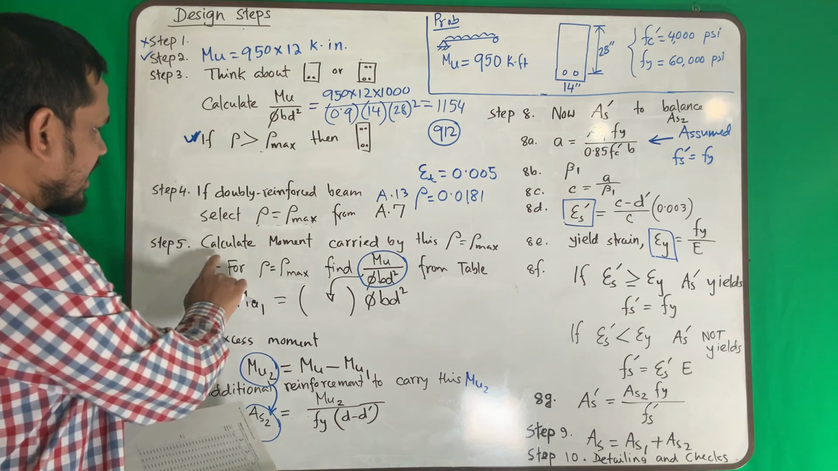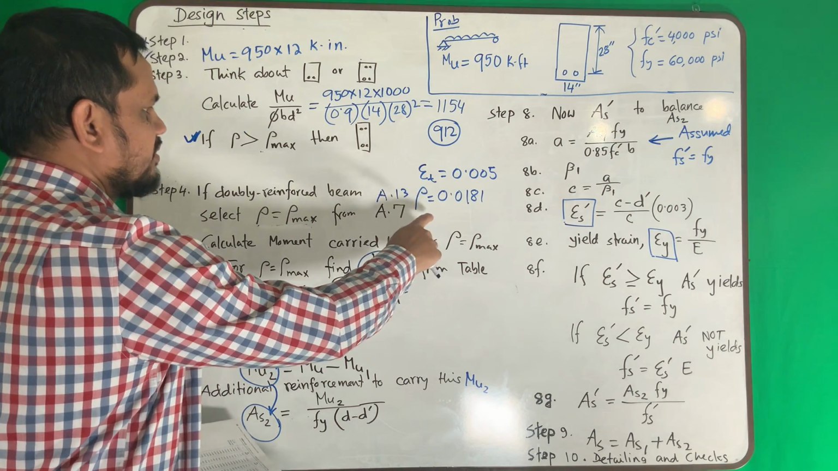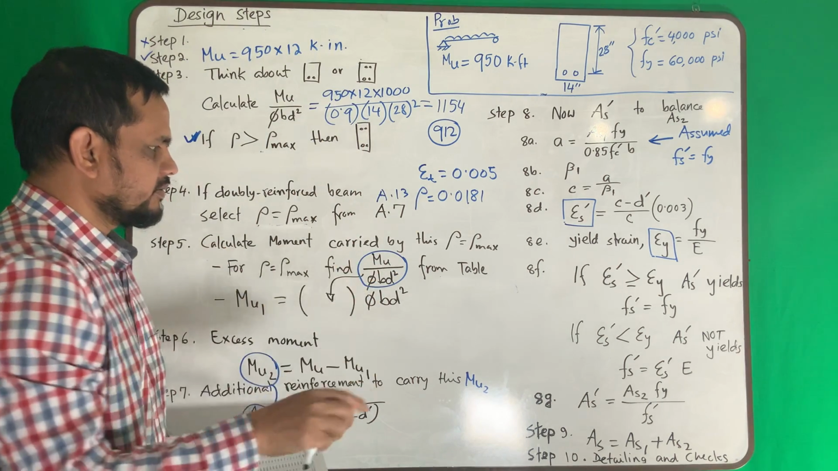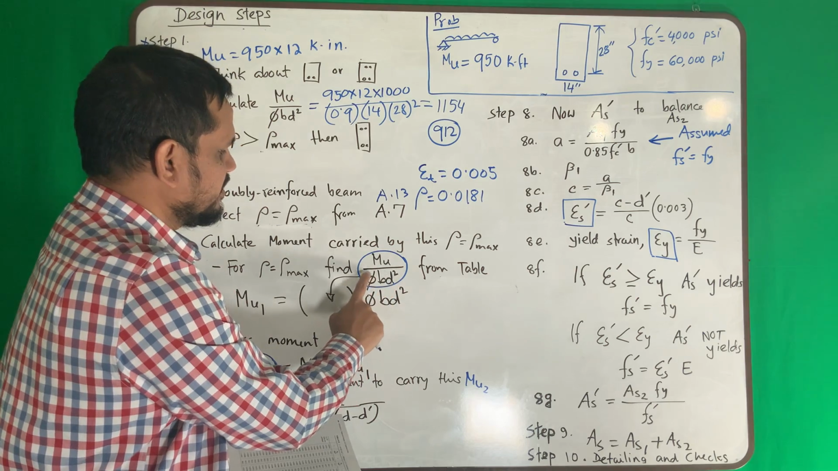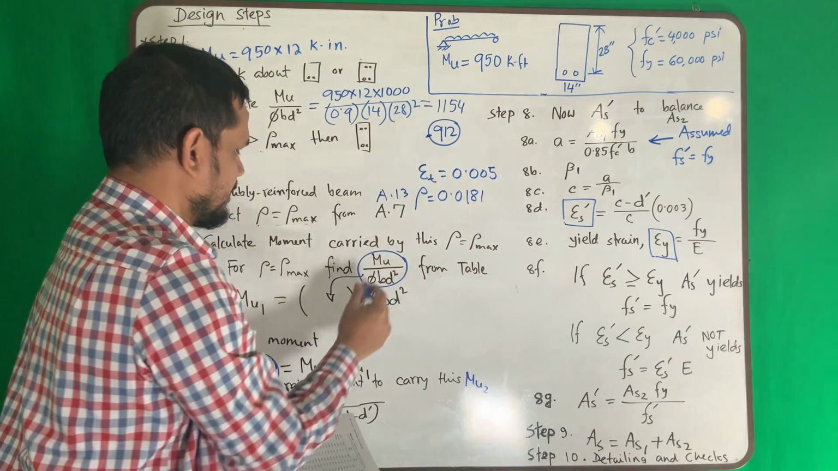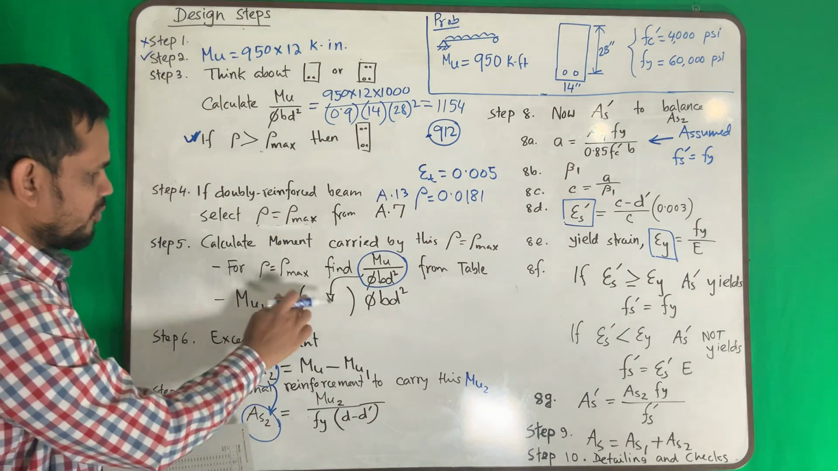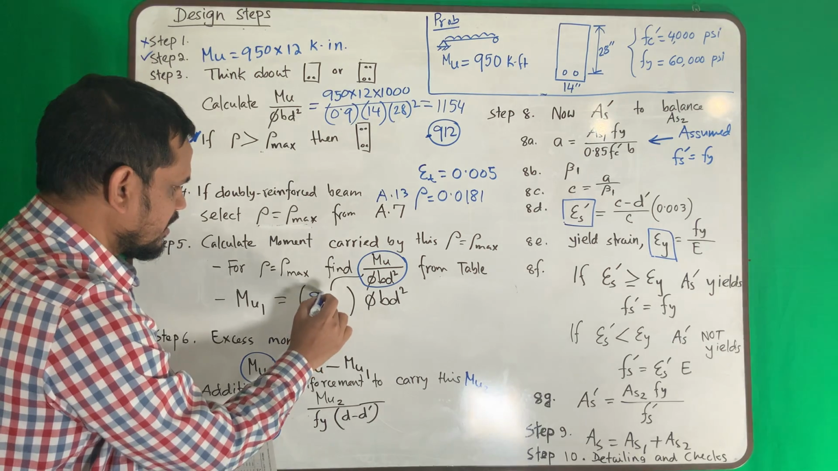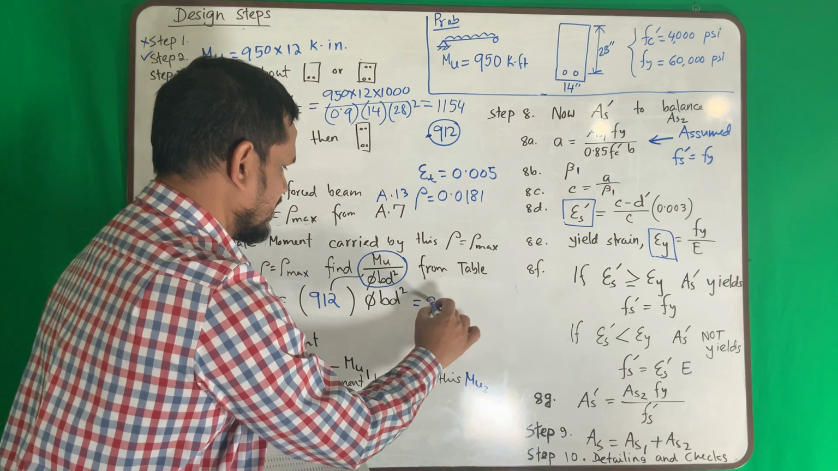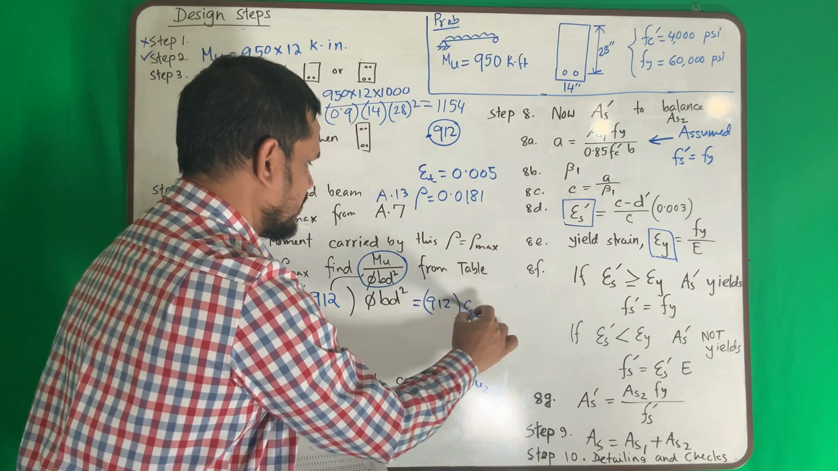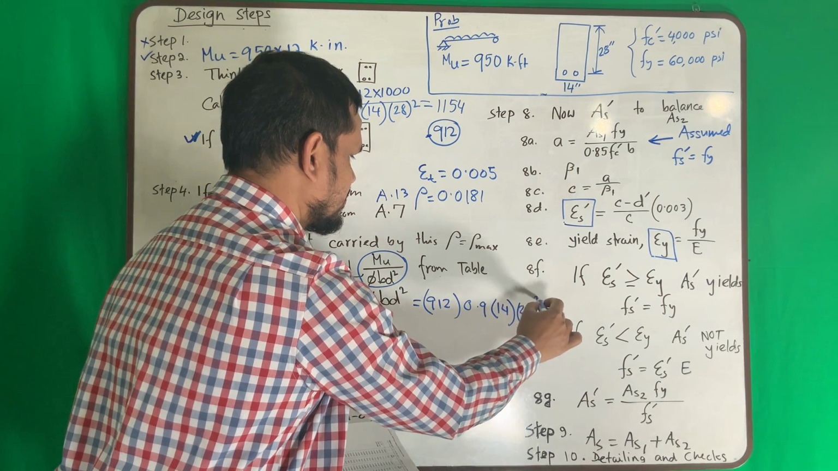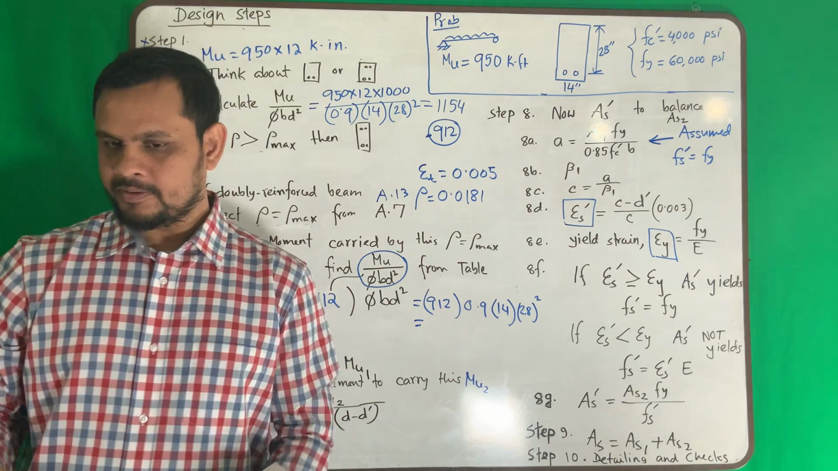Okay, this is done. Now we have to calculate the moment carried by this rho max. How to do it? For this, find this value from the table. So we already found this value from the table. What is that value? This value, 912. Then the moment capacity will be 912 times rho b d square. How much moment can it carry?